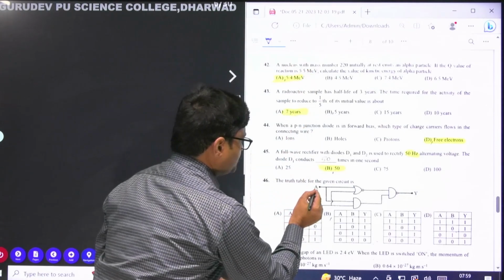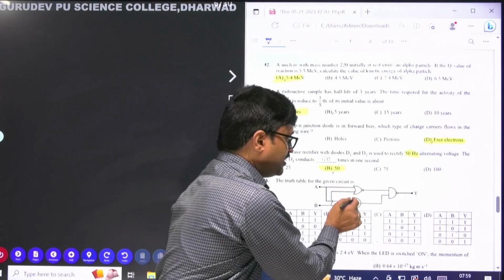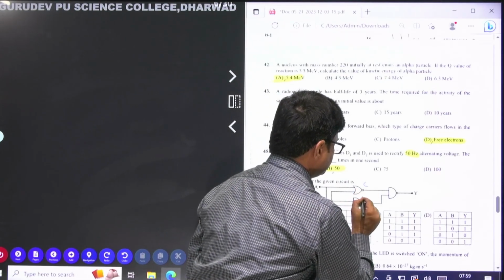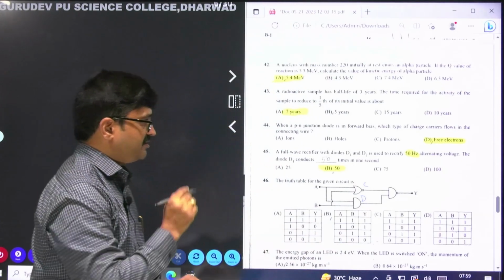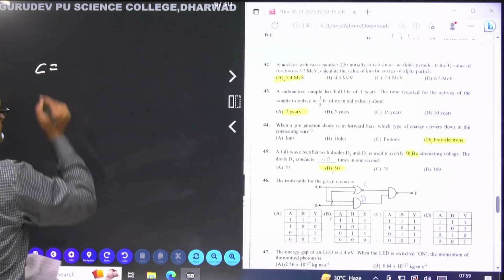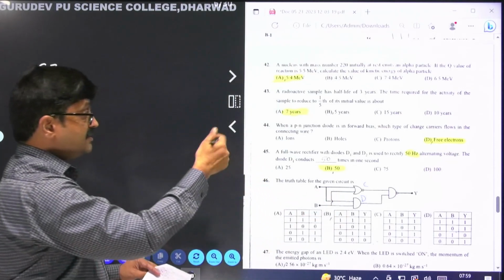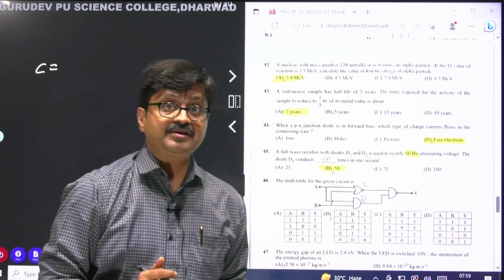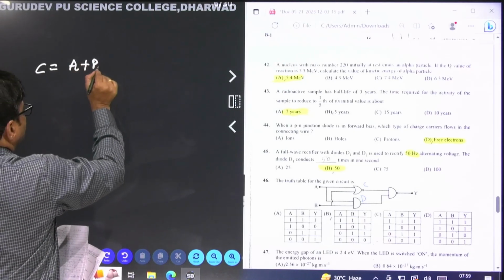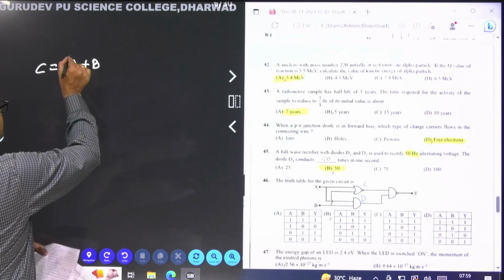Now, suppose I consider the outputs from this NOR gate and this AND gate as C and D. What is C here, my dear friends? As you can see, C has A input and B input coming out through a NOR operation, so obviously I can write this as (A + B)'.